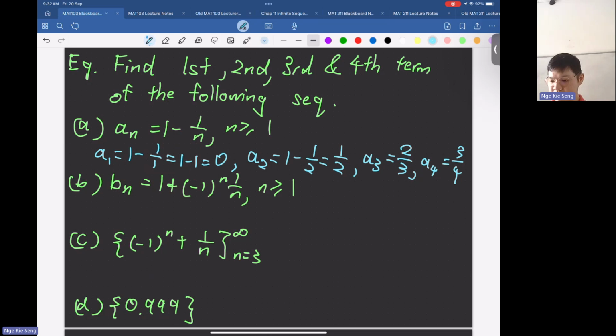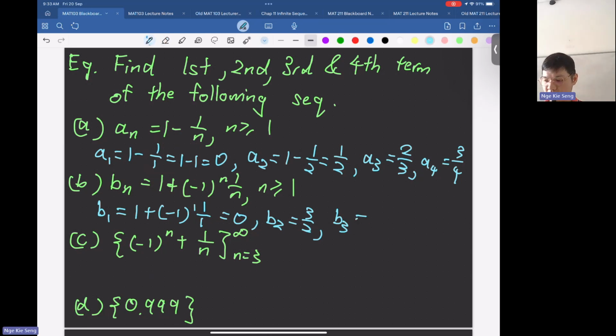How about Bn? B1 is 1 plus (minus 1) to the 1 times 1 over 1, which is 0. B2? 3 over 2. B3? 2 over 3. B4? 5 over 4. Okay, good. So C doesn't have a name, so let's give it a name. Let's call it C.